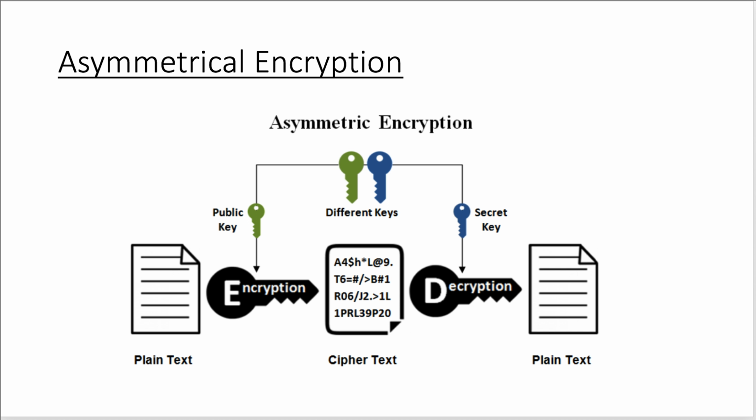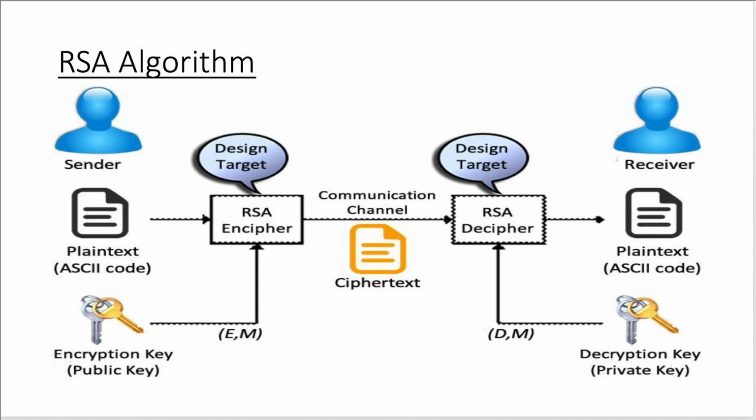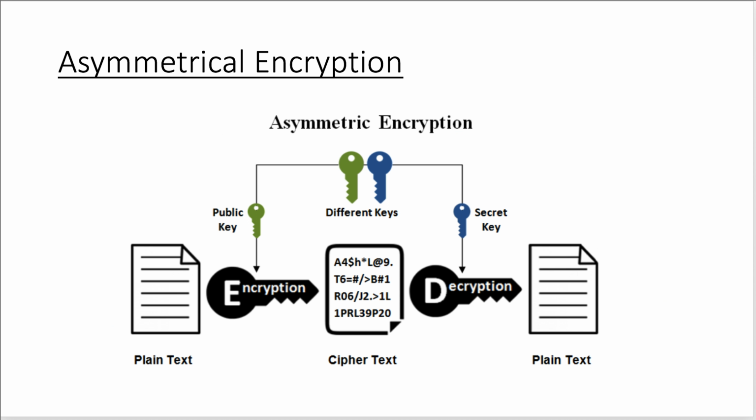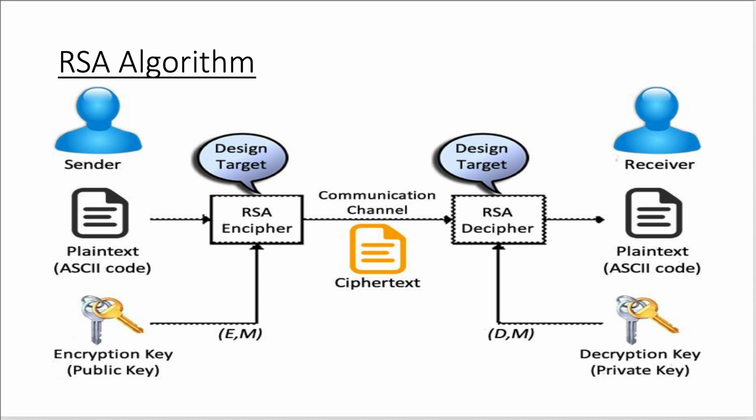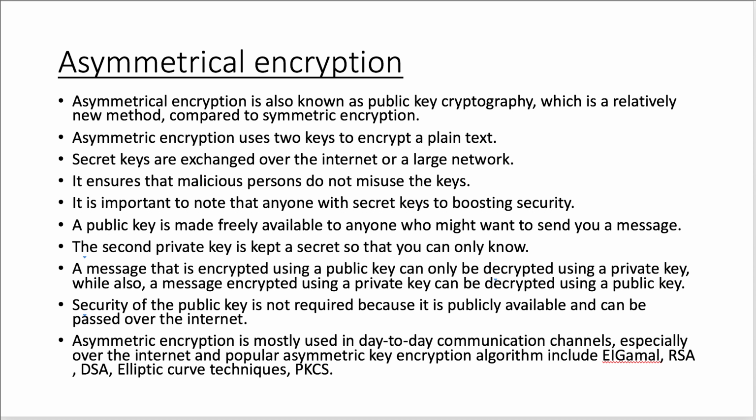So it is almost the same thing as asymmetric encryption. Those are the same thing. It just exchanges between the public key and the private key. So let's talk about asymmetric encryption. Asymmetric encryption is also known as public key cryptography, which is a newer method compared to symmetric encryption.